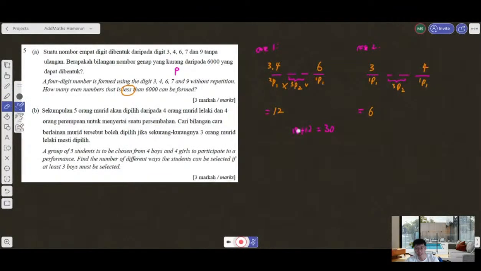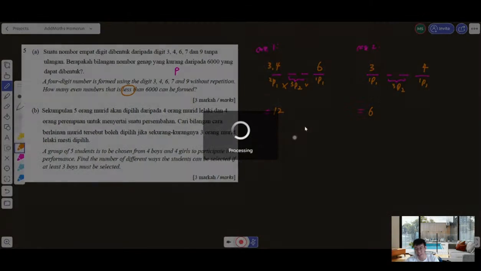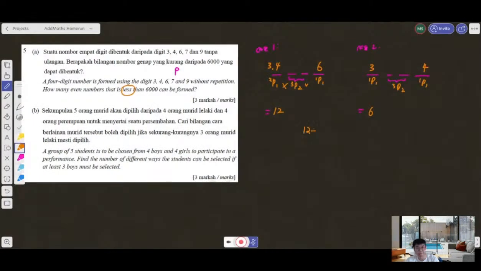6. So in this case, it will be 12 plus 6 and you get 18. Okay, my mistake just now. I used more than just now. It's actually less than. All right, and then the B question, a group of 5 students.